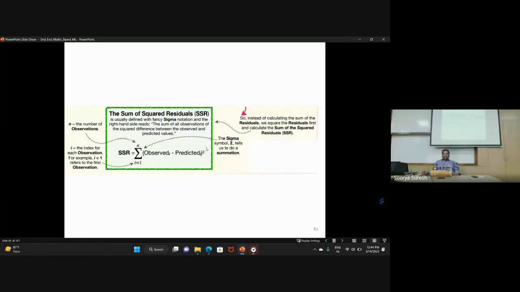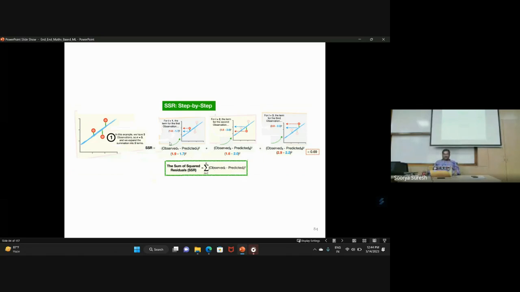Just think of it. So the first step is what? We have some set of points, so we fit a line, and we have n observations.